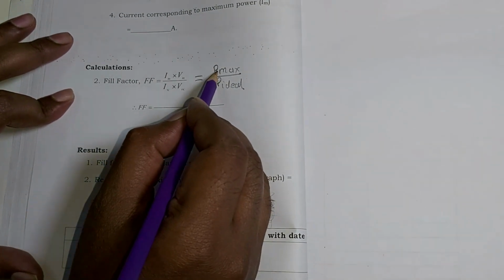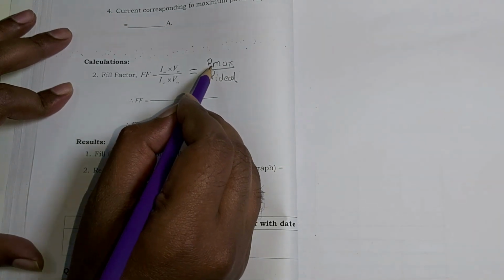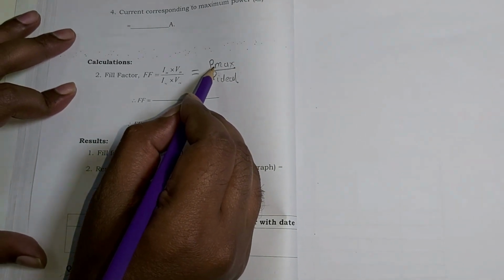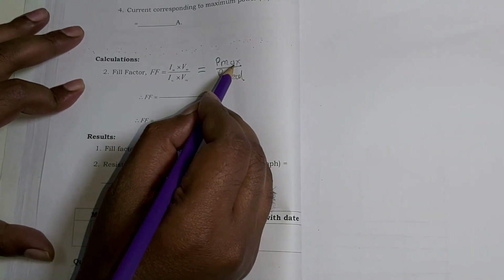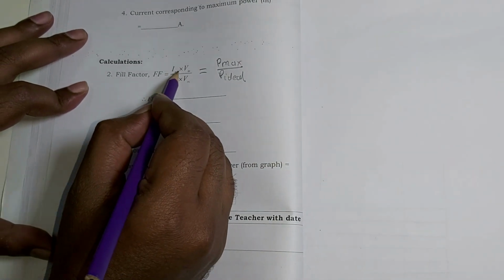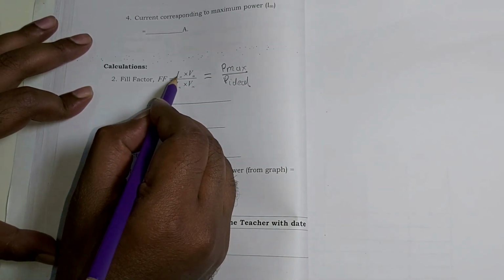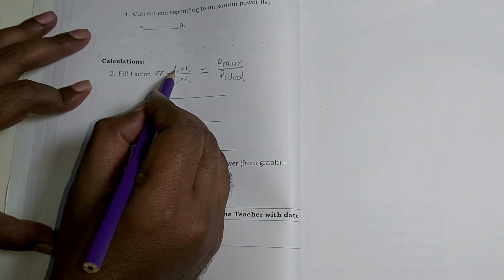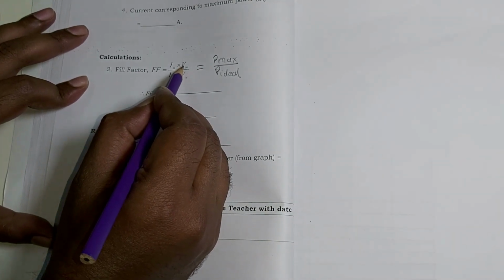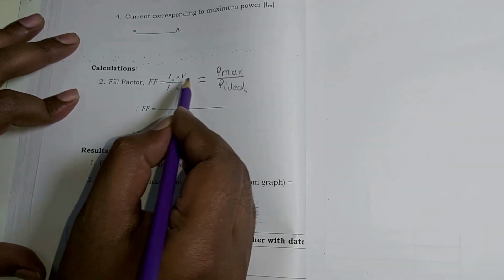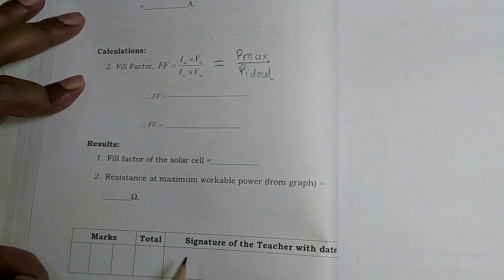P max. P max means what? Maximum practical output power by the solar cell is called P max, and it is given by Im into Vm, where Im is the current at maximum output power, and Vm is the voltage at maximum output power. So in this way we can calculate the fill factor.